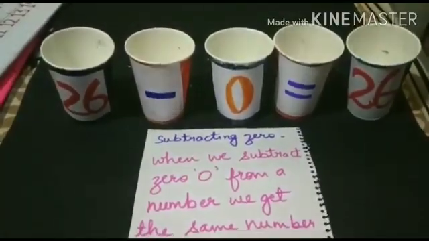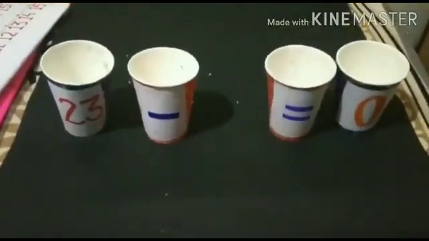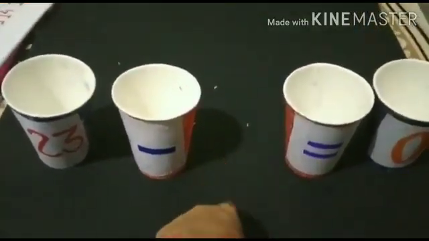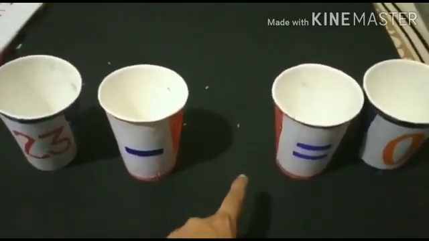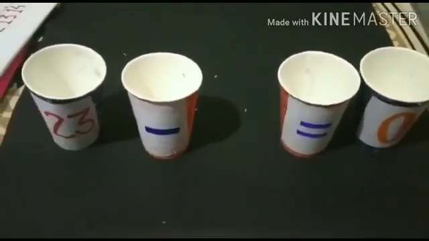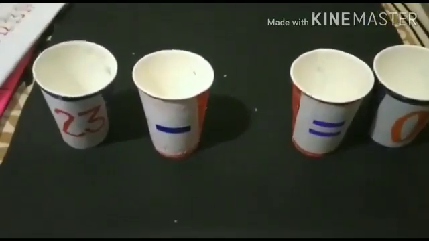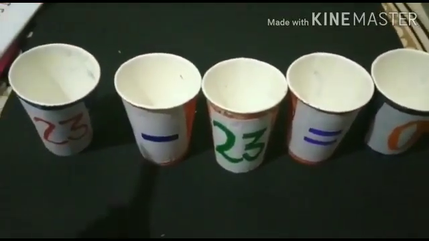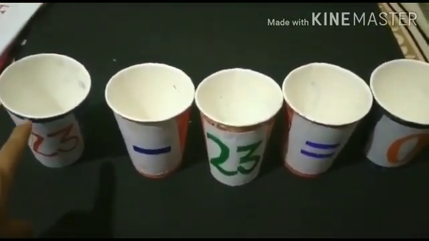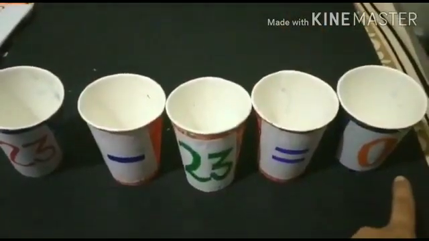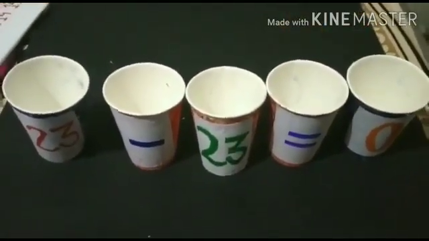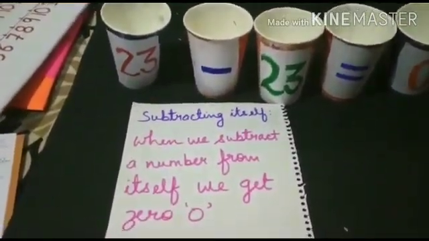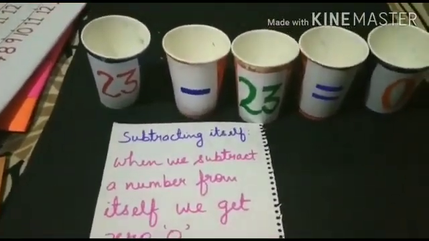Let's move forward to the second property. This is the example for the second property. Here you have to tell me what will be the subtrahend, or what we will subtract to get the answer 0. Yes, we will subtract 23, the same number as our minuend, to get the difference 0. So it's the property of subtracting itself. It says when we subtract a number from itself, we get 0.